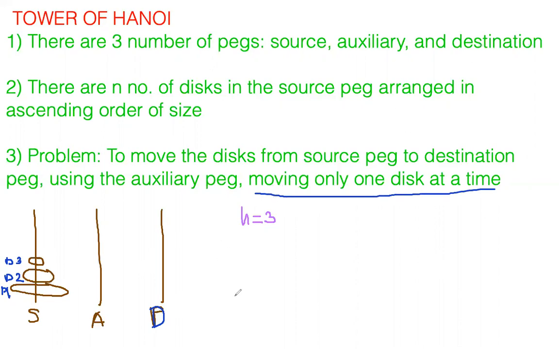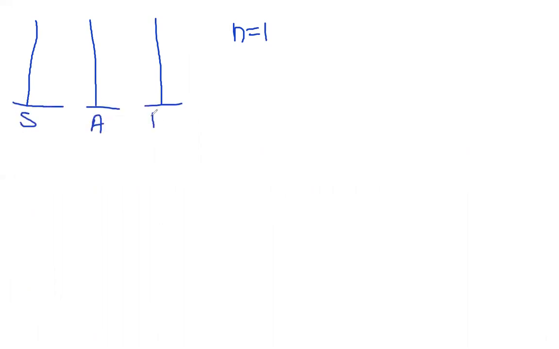Let us see how we can solve this, starting with the example of n equals 1. So now n is equal to 1. This is my source, this is my auxiliary, and this is my destination. I have only one disk. So if I have only one disk, what can I do? I can directly move that to my destination.